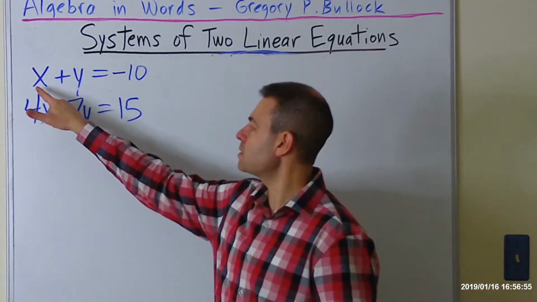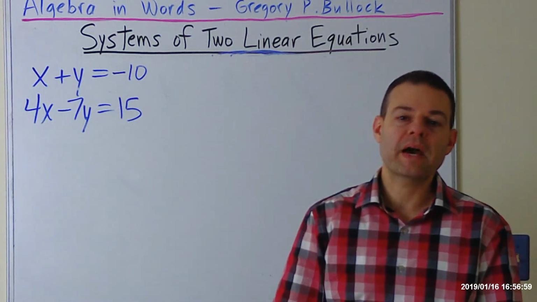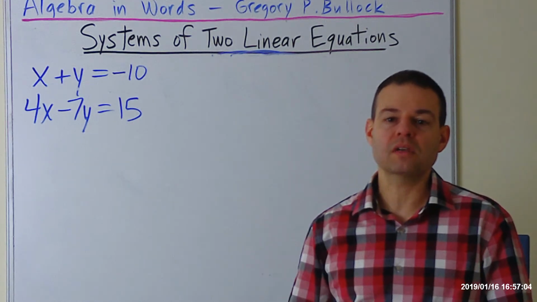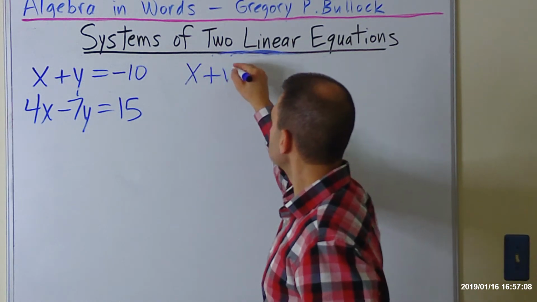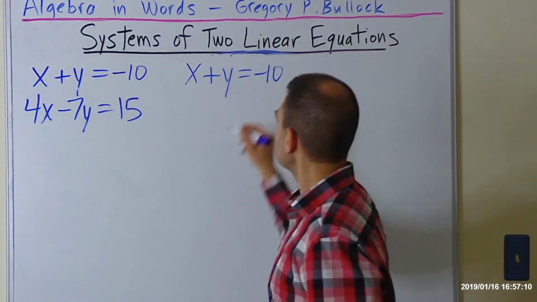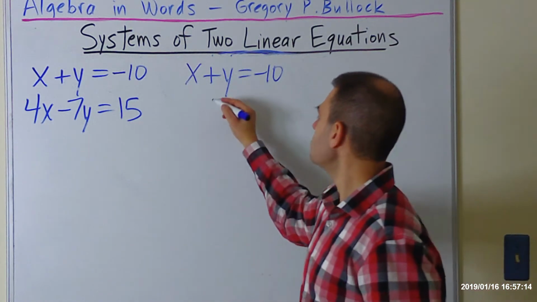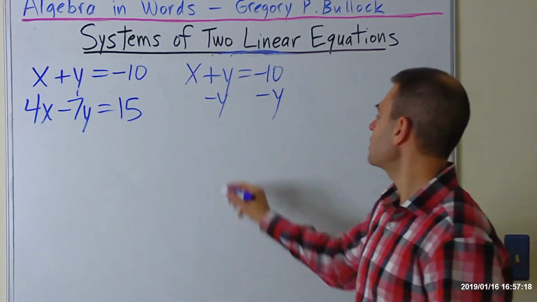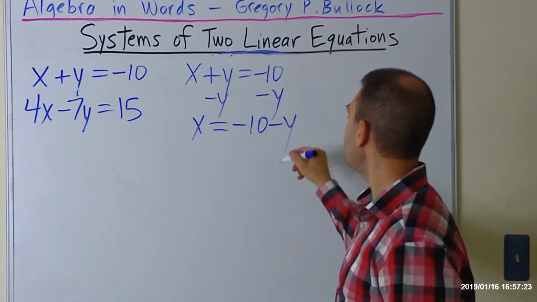Now, since the x has a coefficient of 1 and the y has a coefficient of 1, does it matter which we solve for? No, just randomly make a choice. I'm going to choose x. So I'm going to rewrite this, and we're going to solve for x, so we're going to move everything else to the other side, meaning I'm going to subtract y from both sides. That's going to leave x equals negative 10 minus y.